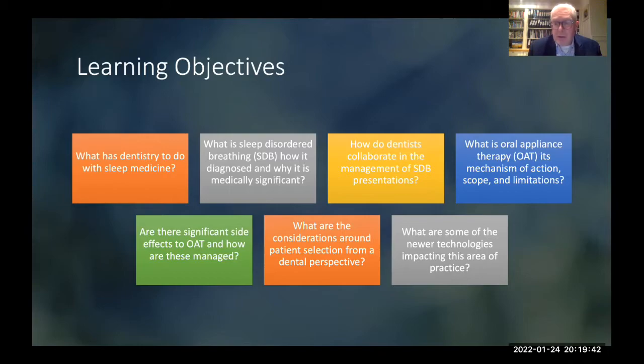What is oral appliance therapy? What does that mean? How does it work? What's its scope and limitations? Are there side effects to this therapy? And what are the considerations around the patients we might select or not select for this type of therapy?